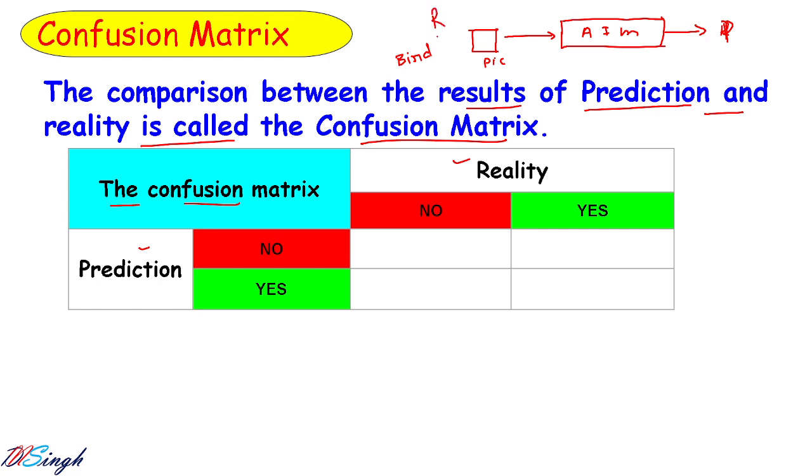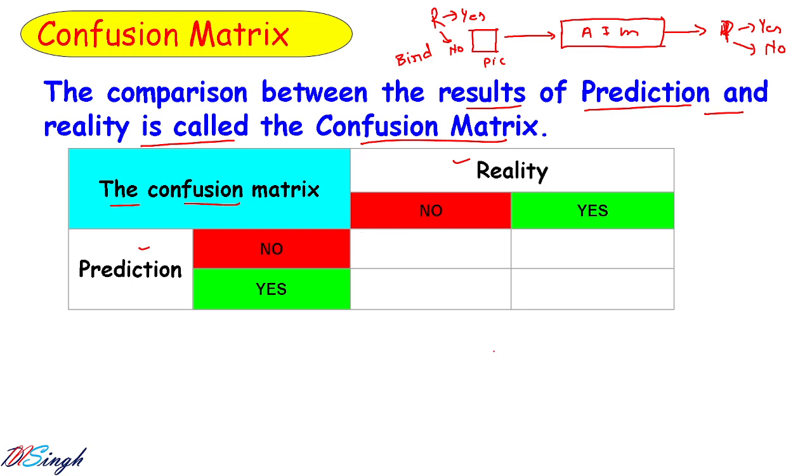And this is the information which we have by seeing the picture, that is called what? Reality. So if it is a picture of a bird, then we will say reality is yes. If it is not a picture of a bird, we will say reality is no. Okay, if our AI model predicts it is a picture of a bird, we will say yes. Or if our AI model predicts it is not a picture of a bird, then we will say no. So these are the 4 possible combinations that can be generated.